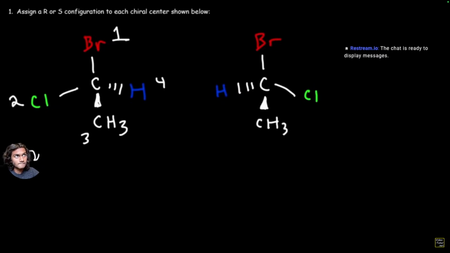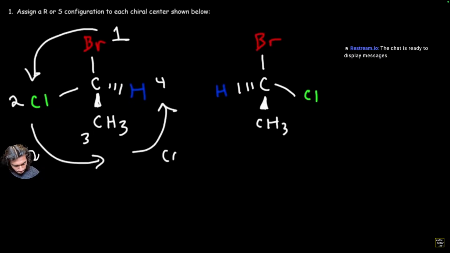Now, before we can count it, we need to make sure group number 4 is in the back, or in the hash wedge, which it is in this case. So we can count it from 1 to 2 to 3. So notice that we're rotating in the counterclockwise direction. Whenever that happens, you need to assign an S configuration if group number 4 is in the back. So that's the configuration for this particular chiral center.